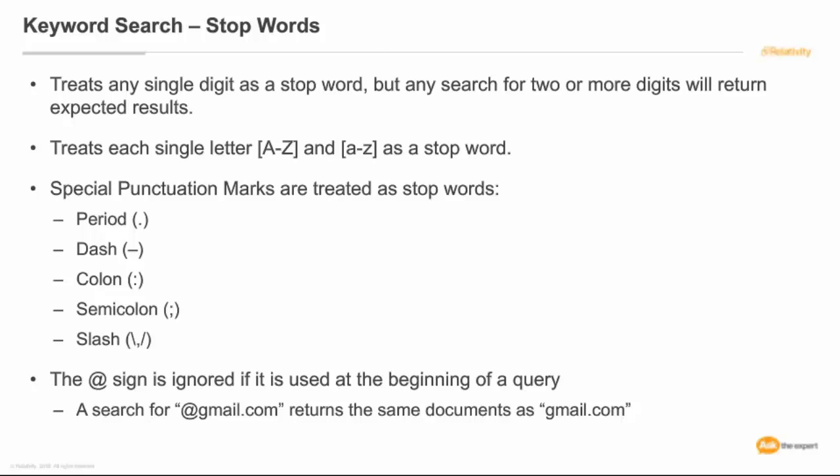And then finally, one final consideration with keyword search is that the @ sign is ignored if it's used at the beginning of a query. So if you search for @gmail.com, it's going to return the same documents as gmail.com. This is not configurable. It's just something to keep in mind if you're ever searching for that. Again, you would want to use dtSearch if this is something that you're going to need.